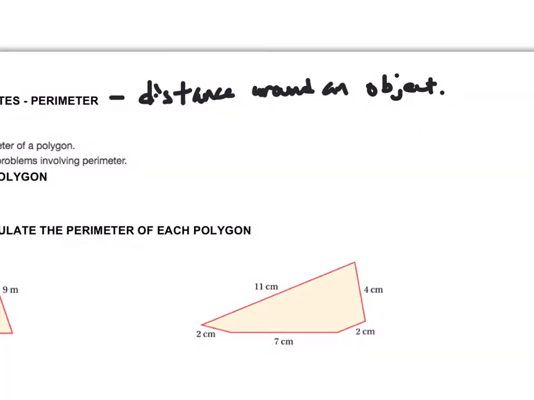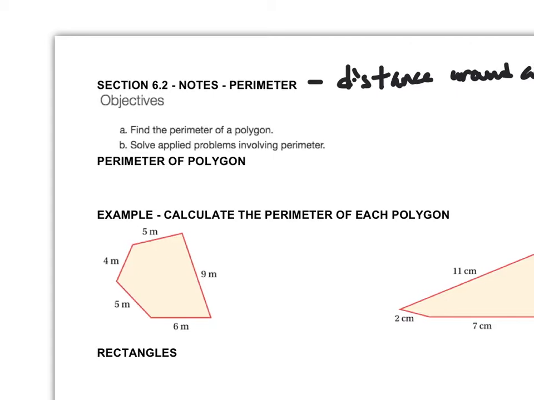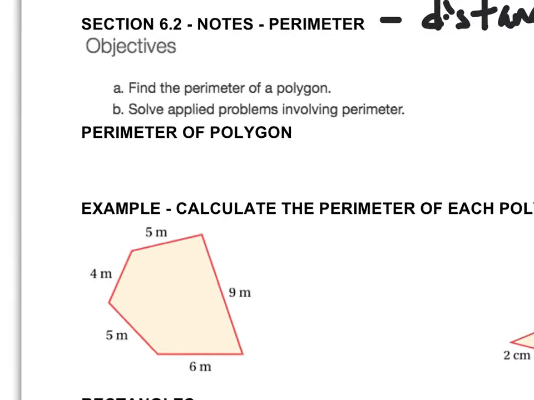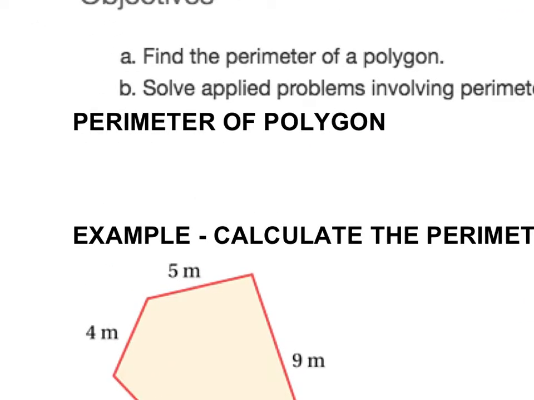And what we're going to first talk about is the perimeter of a polygon. Okay, and the perimeter of a polygon means that you add up all the sides of the polygon.